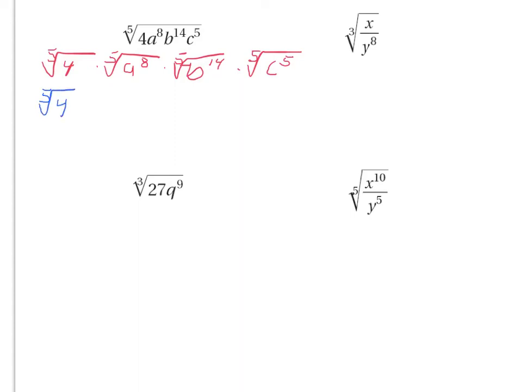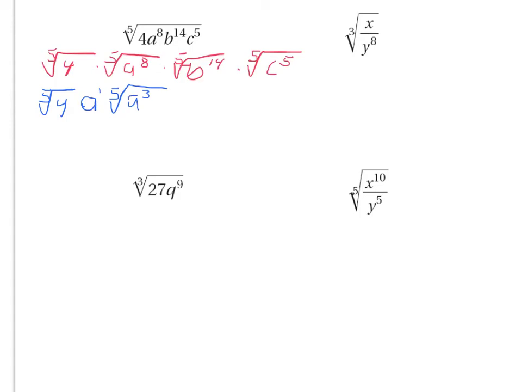But now, with this next one, how many times does 5 go into 8? All right, it's going to go in one time. So an a to the first is going to come out, and then the stuff left underneath, 8 minus 5 would be 3. So there's going to be 3 left over. So an a to the third is left under the root.